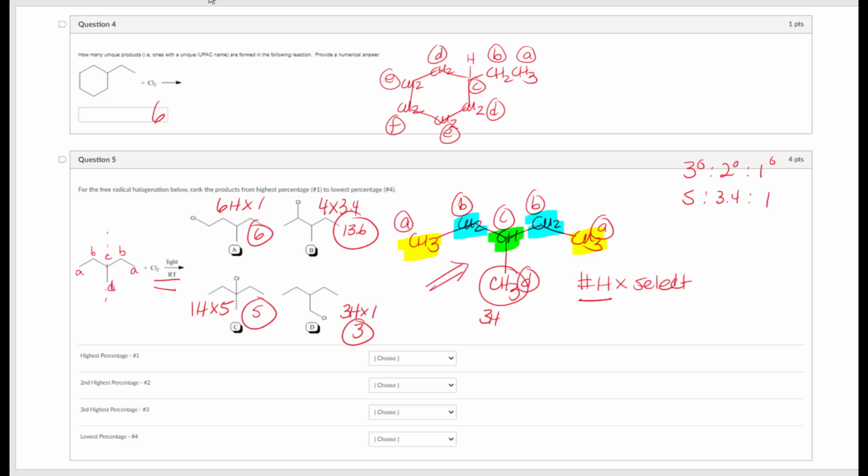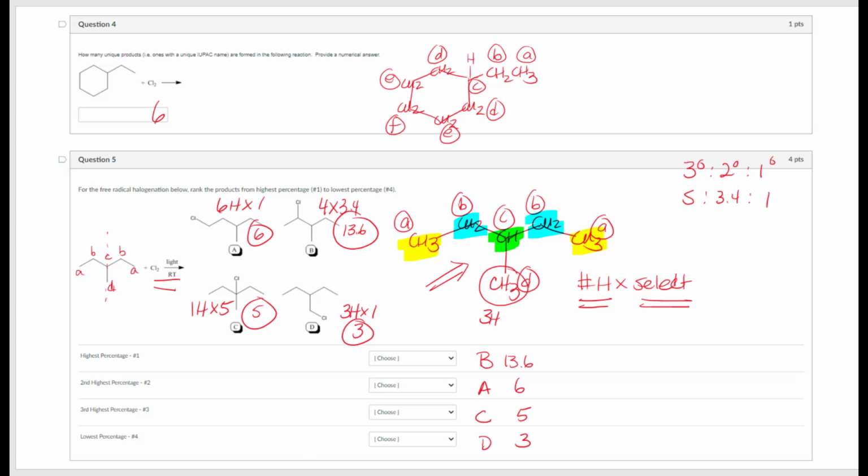So it's number of hydrogens times the selectivity. And in this case, ranking these from highest to lowest would be product B at 13.6. Next would be product A at 6. Product C at 5. And then finally product D at 3. So that's how we would rank those products from highest to lowest. Okay, again, number of hydrogens times the selectivity.